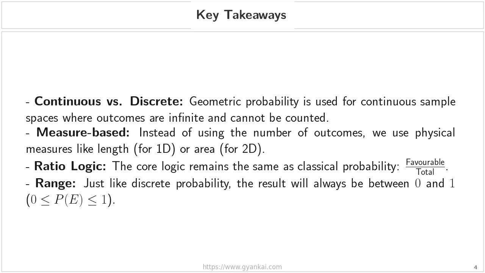Finally, remember the range. Even though the method of calculation has changed, the fundamental rules of probability still apply. Your final result will always be a value between 0 and 1, inclusive. In mathematical terms, we say the probability of event E is greater than or equal to 0 and less than or equal to 1. All right, let's take a moment to step back and review the key takeaways from everything we have covered in this lesson.